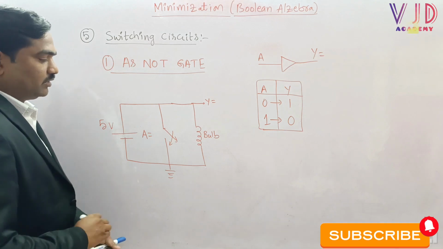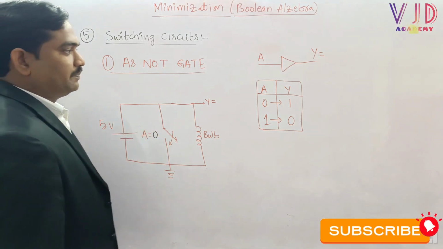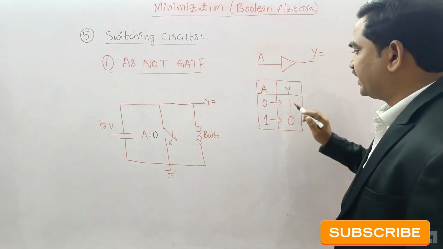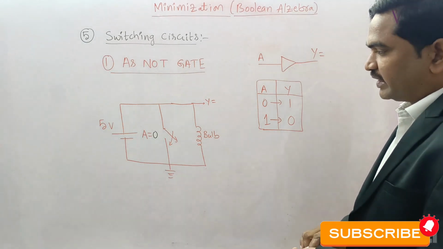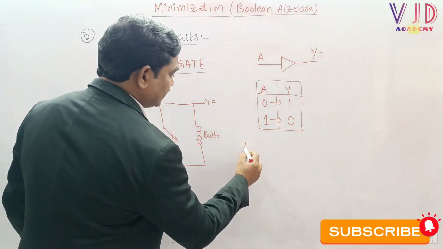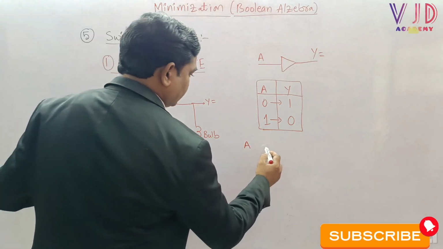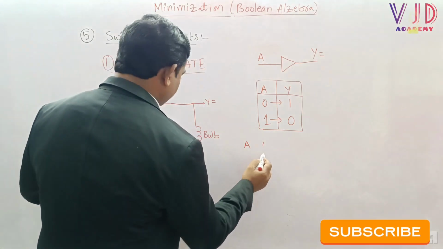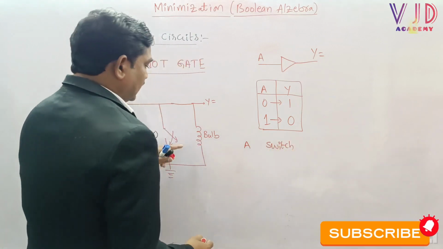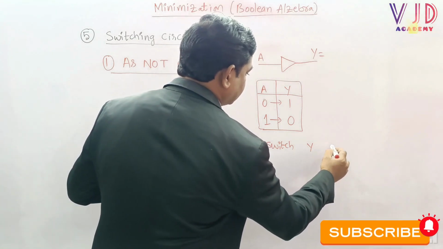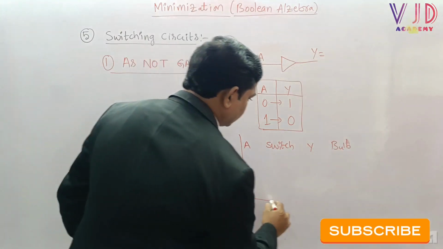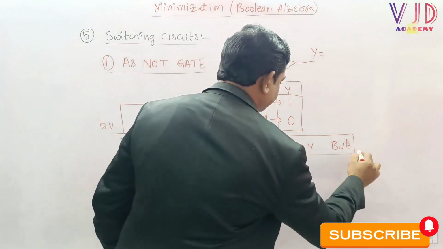Sir, the moment when we apply input A equal to 0, what is happening? What is the condition of Y? Let us try to understand. Let me draw one more truth table: the input A, the condition of the switch, the output Y, and the condition of the bulb. Now let me try to explain with this particular truth table.